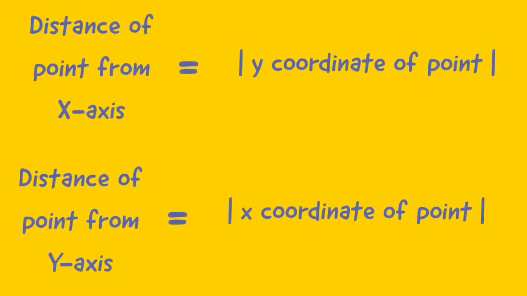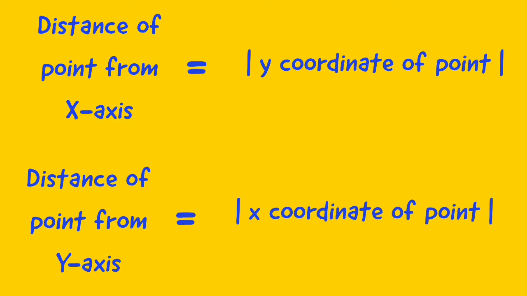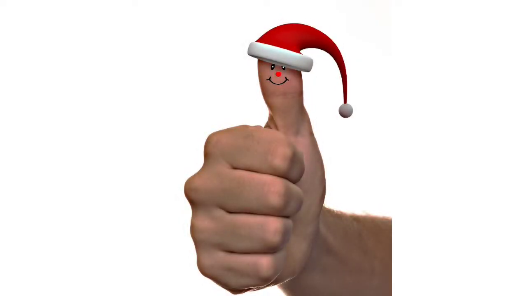Also, we saw that the distance of a point from the x-axis equals mod of the y-coordinate of the point, and the distance of a point from the y-axis equals mod of the x-coordinate of the point. Excellent. So let us start with the problems.